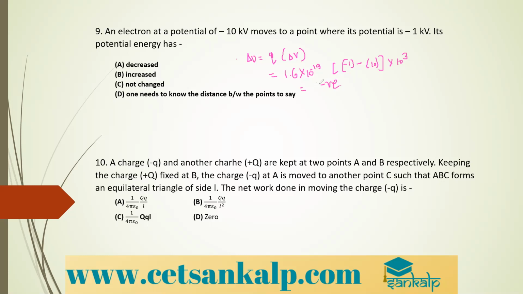Our next question is a charge and another charge are kept at two different points A and B respectively. Keeping the charge plus Q fixed at B and the other charge is moved to the point C. It is moved to the point C here. Therefore, here what happens? It will form an equilateral triangle.